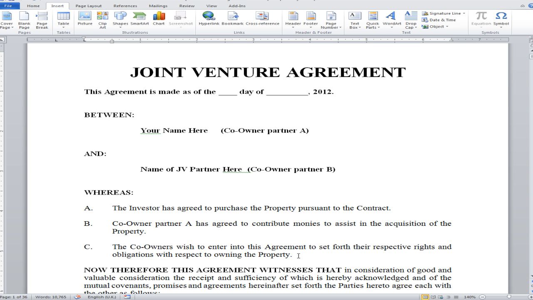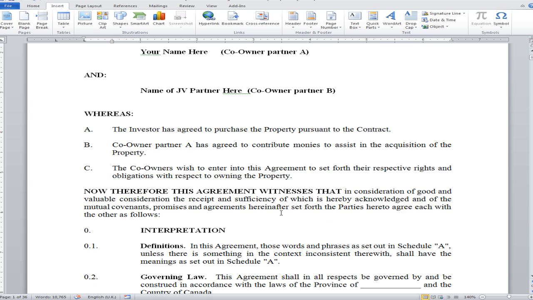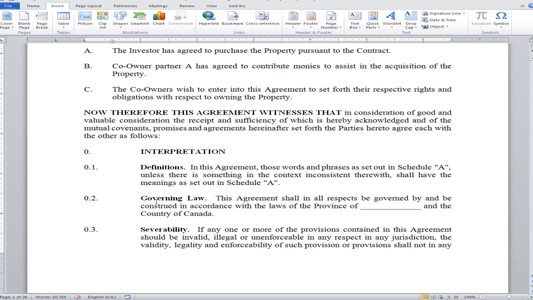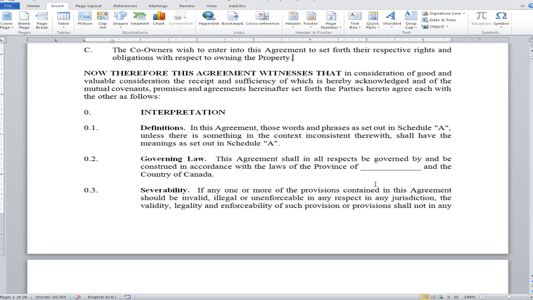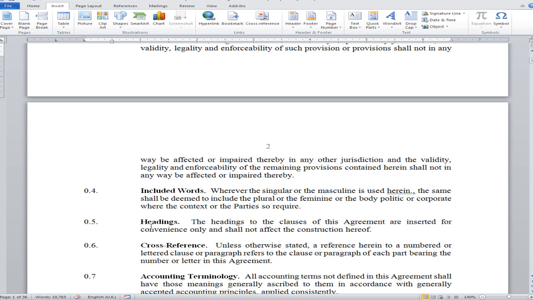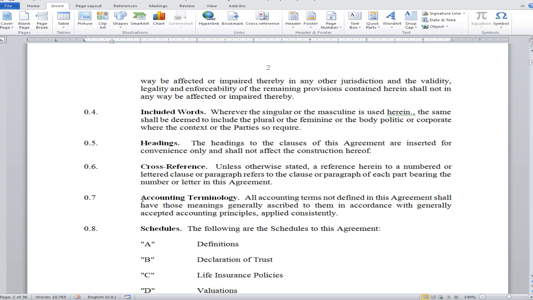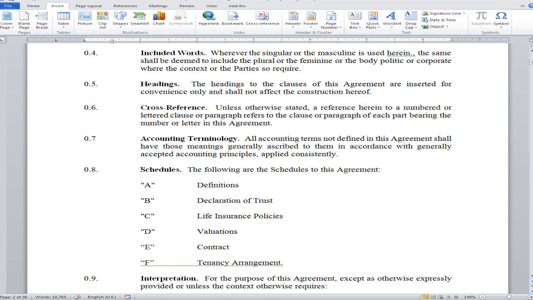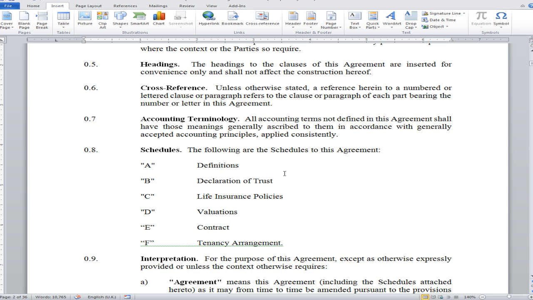So the co-owners wish to enter into agreement as set forth with their respective rights and obligations in respect to owning the property. So this is the interpretation, definitions, the laws where it's governing, so which province it's in, severability, and then we have included words, headings, cross-reference, accounting terminology, and schedules. The schedules are the definitions, which we've already gone through, the declaration of trust, which is in Schedule B, life insurance policies, valuations, contracts, and tenancy agreements. So this is what's going to be important in this particular joint venture agreement. I'm going to be going through a couple more joint venture agreements.